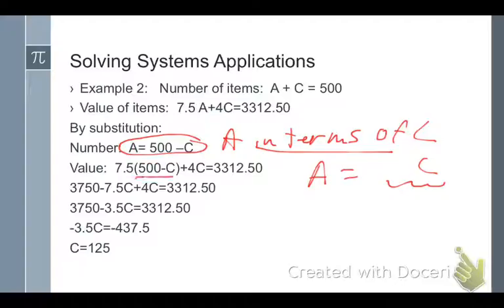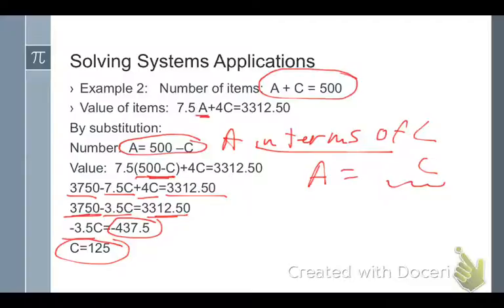So I replace the A in the first equation with 500 minus C, and then 7.5 times 500 is 3750. 7.5 times negative C is minus 7.5C, and so on. Now I combine like terms, gives me the negative 3.5c. I subtract 3750 from both sides, and you say, well, it gives me a negative number. That's okay. You have a negative value over here too. So I divide both sides by negative 3.5 to get 125 children's tickets. I'm going to go back to the total number of tickets sold to find the number of adult tickets now.